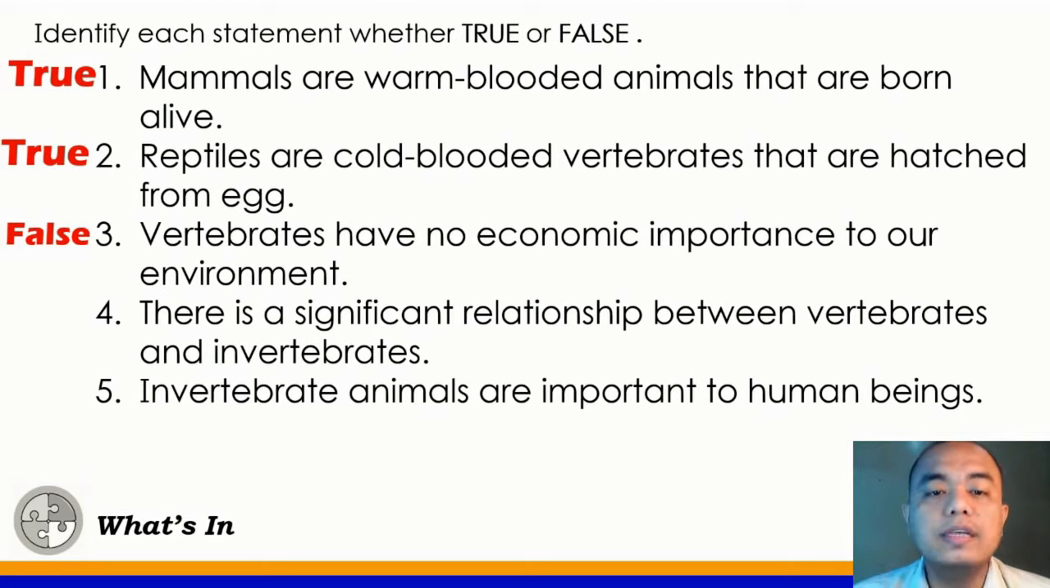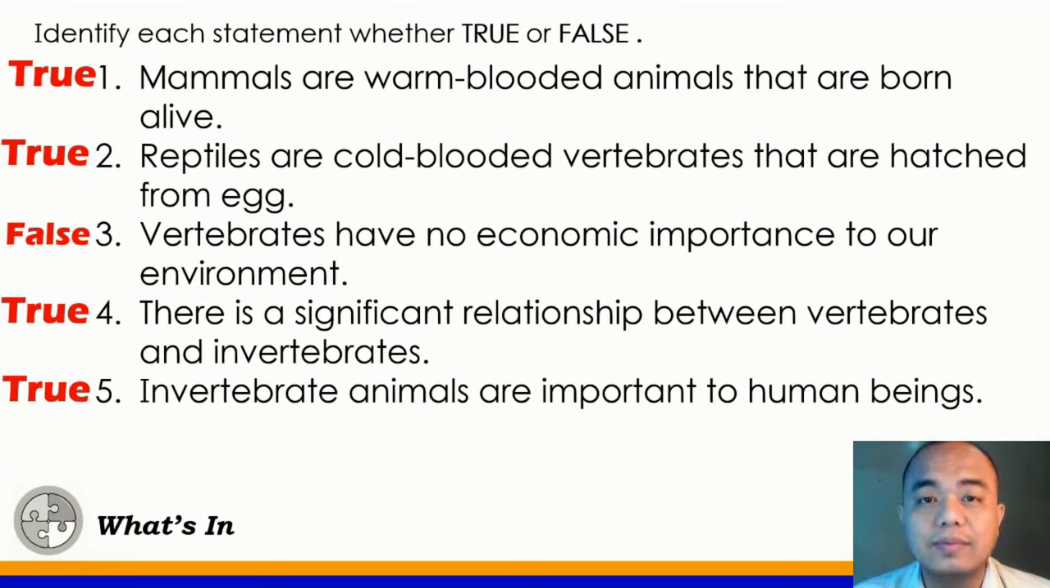Number 4. There is a significant relationship between vertebrates and invertebrates. True or false? True, because the food of some of the vertebrate animals are the invertebrates, just like the frog. The food of the frog are the insects. Insects are invertebrate animals. Number 5. Invertebrate animals are important to human beings. True or false? Of course, true. Just like the squid and the clams, they are used as food for humans.